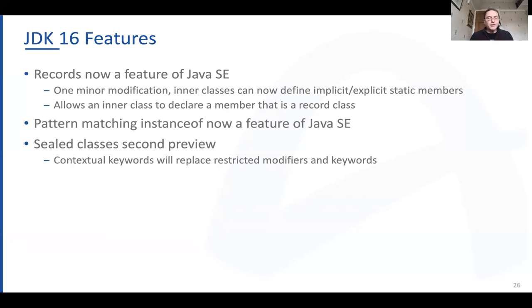So that will work. Pattern matching instanceof is now a feature of Java SE, so there are no changes needed from that. It's now been moved from preview feature to full feature. Sealed classes have been moved into a second preview, and so now there's a little tiny thing about the standardization. We now have what are called contextual keywords rather than restricted modifiers and keywords. But since I'm running out of time, you'll have to look that one up.